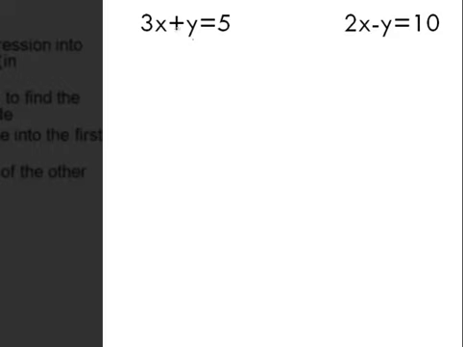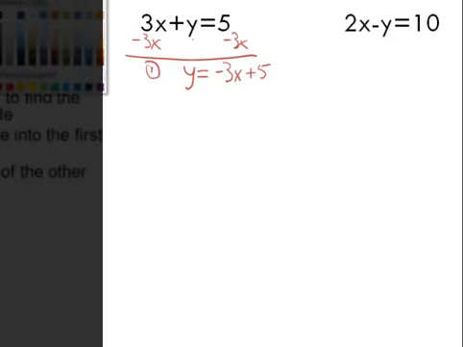Which means I'm not going to have to divide by something, and I probably won't have to deal with any fractions. So to get this y by itself, I'm going to choose to subtract 3 x's from both sides of this equation. That gives us the equation y equals negative 3x plus 5. So that's step 1. I'll switch colors each time so you can see the different steps.